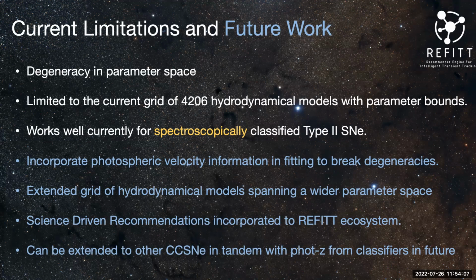is to incorporate velocity information, but that's also going to be challenging with LSST coming in, because we don't know how many spectroscopically classified supernovae there would be. So this is still a work in progress. We need to think of more ways, and if anybody has ideas, please let us know. We'll be happy to incorporate them.